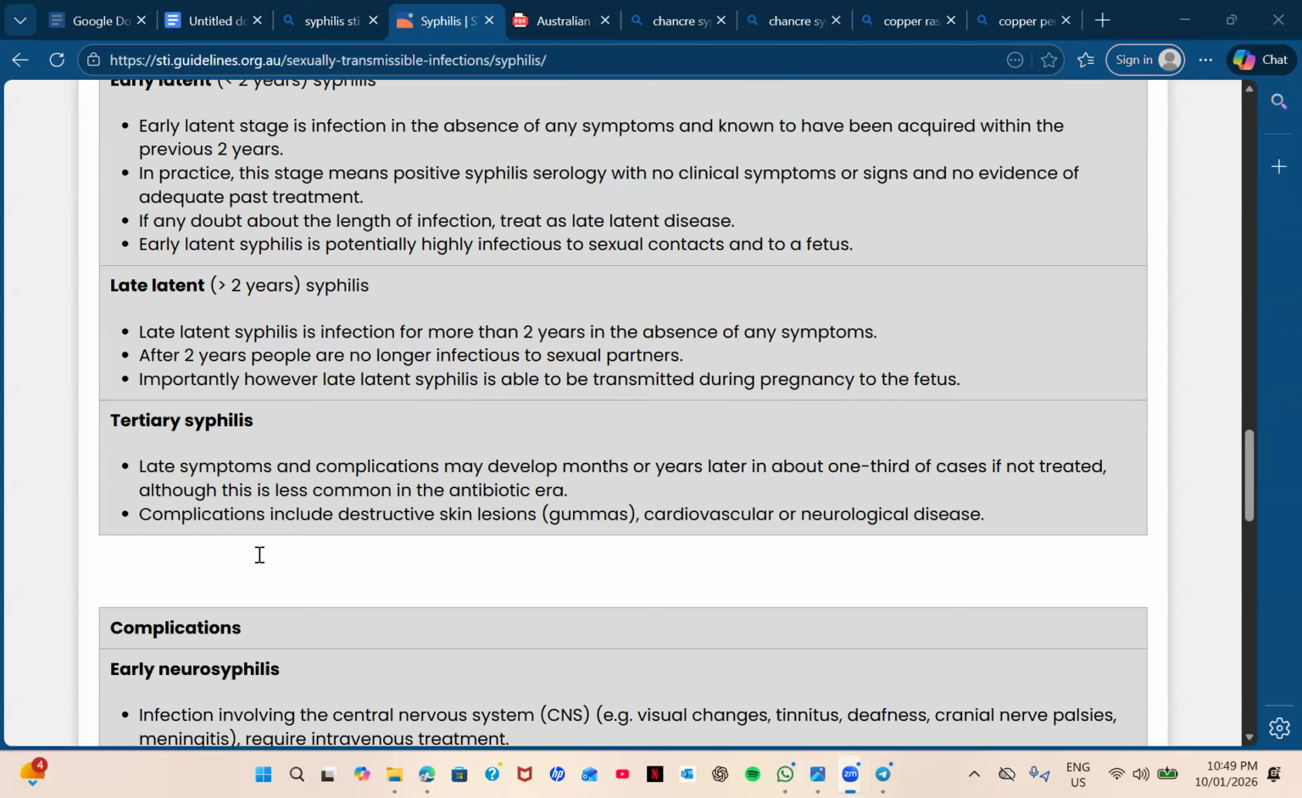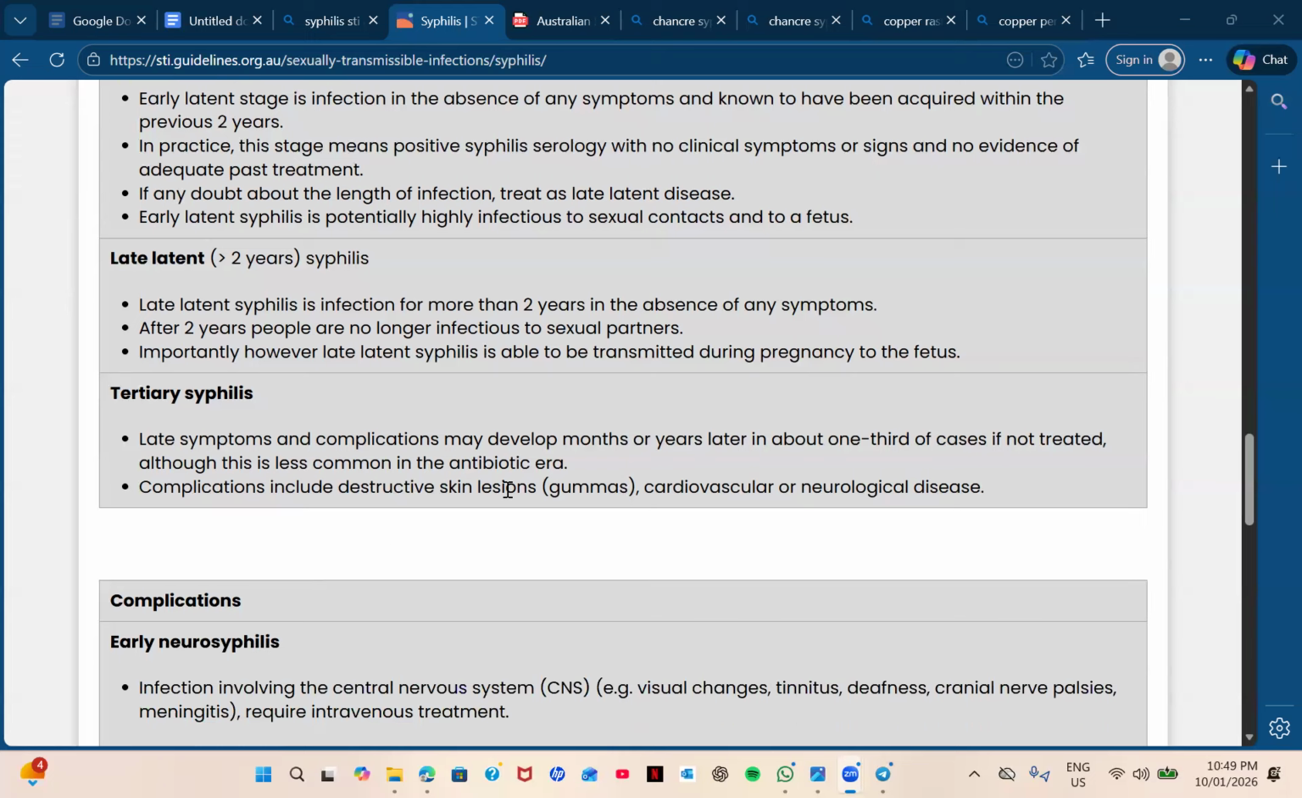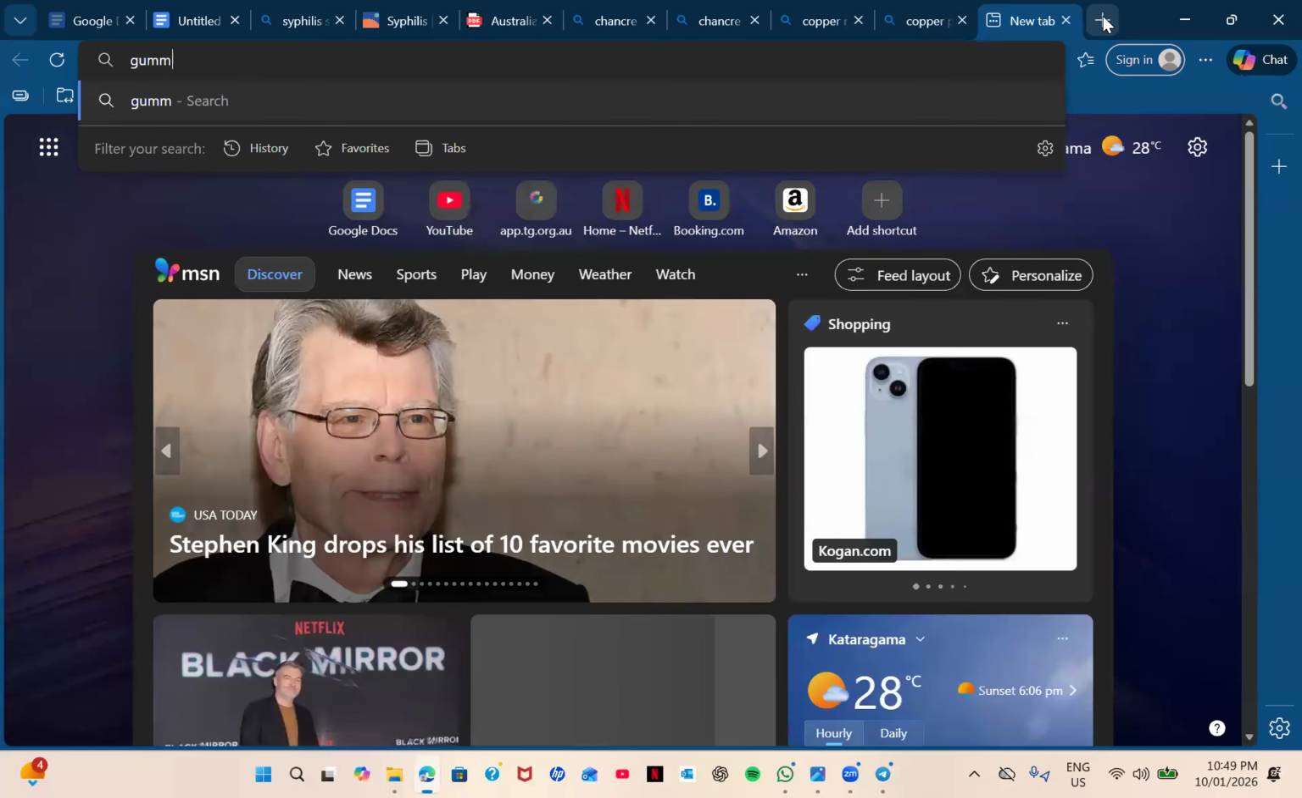Then tertiary syphilis. These are the late symptoms and complications that may develop months or years later in about one third of cases if not treated, although this is less common in the antibiotic era. Complications are destructive skin lesions, gummas, and cardiovascular and neurological diseases. I will show the gummas. It's a very famous one.